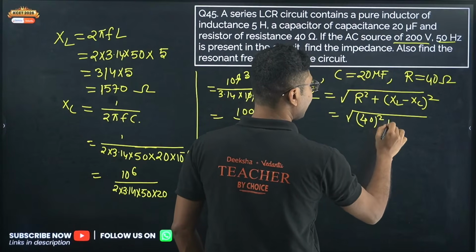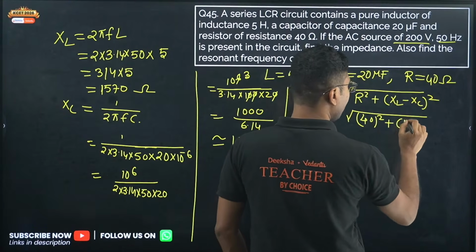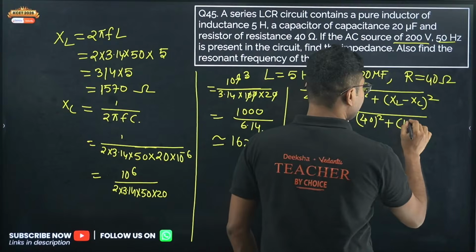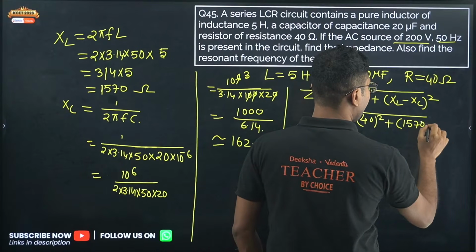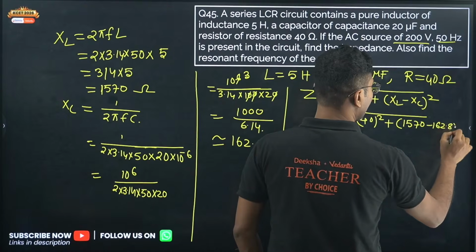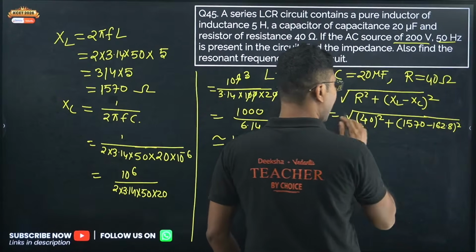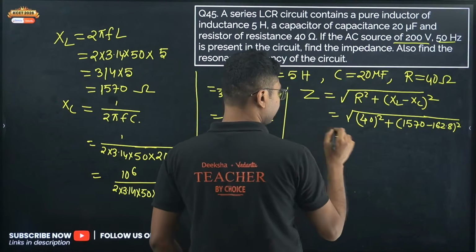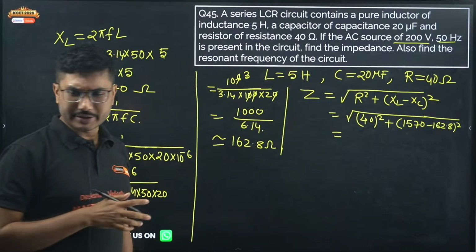Someone use your calculator, calculate this value and tell me the answer. 1570 minus 162.8 whole square, and whole root of this. I think it will be 1400 something.